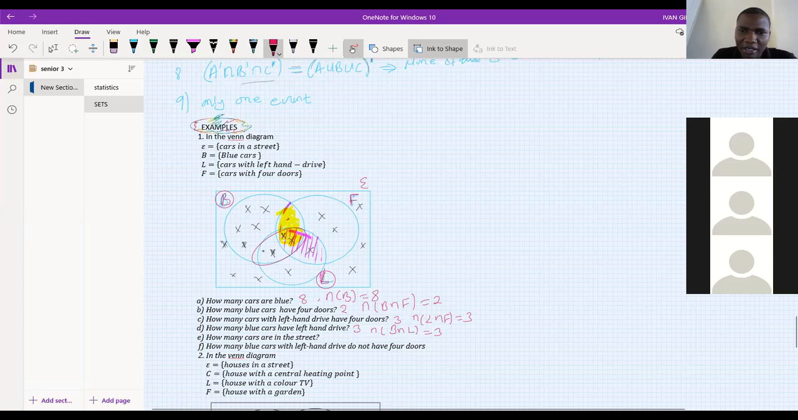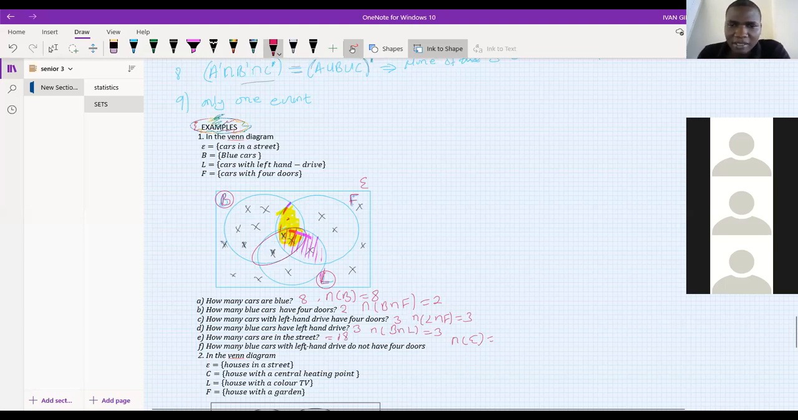So are they 18? Let's count and see. These are 5, 8, 10, 12, 18. Yes, they're 18. The other way of asking this is to find the number of B union. In fact, not even that, because that one will give us what is inside the sets only. So they will simply ask for the number of elements in the universal set.